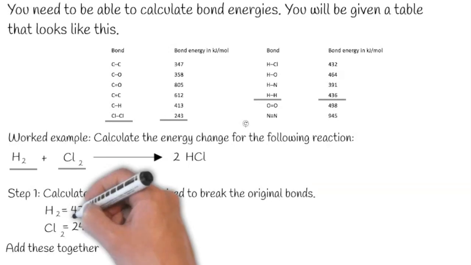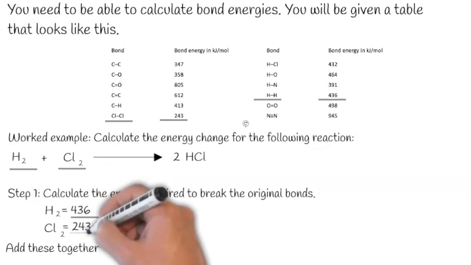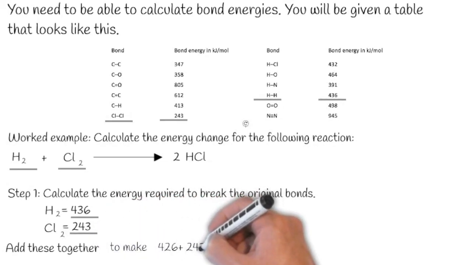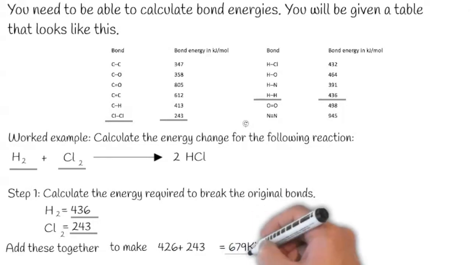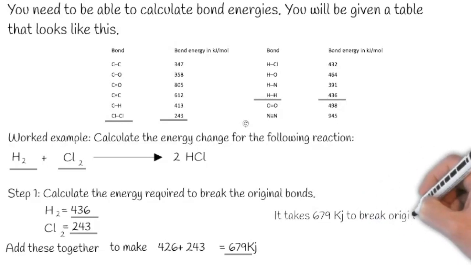Add these together. So 436 plus 243 equals 679 kilojoules. It takes 679 kilojoules to break the original bonds.